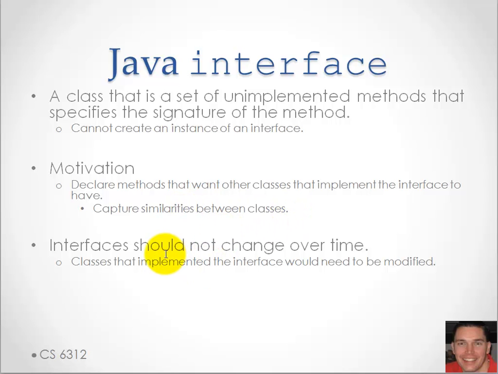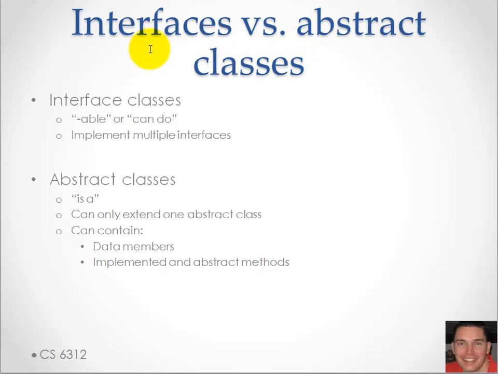One key thing to note here about interfaces is they should not change over time. So once you've made an interface class and have added your method declarations to that, if you go in and then later on add a new method declaration to there, what's going to happen is every class that has implemented that interface is now going to be forced to add that method. So it can really cause some maintenance issues if you come in and start adding new methods to your interface classes.